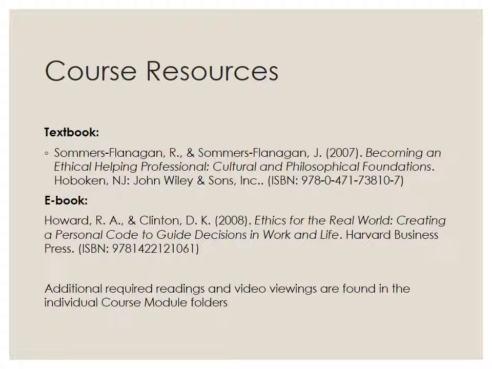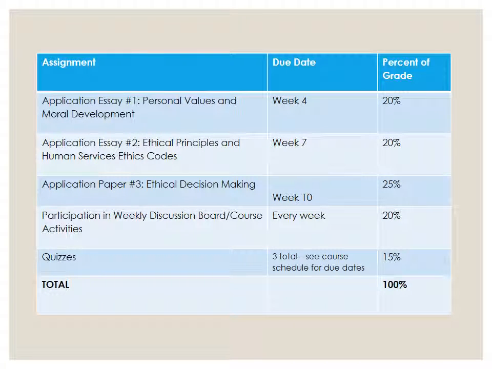And these are the books that you will be using. One is an actual textbook and the other is an ebook. The textbook, the Summers Flanagan text, has a slant towards graduate students in counseling practice, but the concepts discussed are applicable to all human services practice at all levels. So I really like this book because it is so well applied to many different areas. There'll also be some additional required readings and videos that you'll find in the course modules each week.